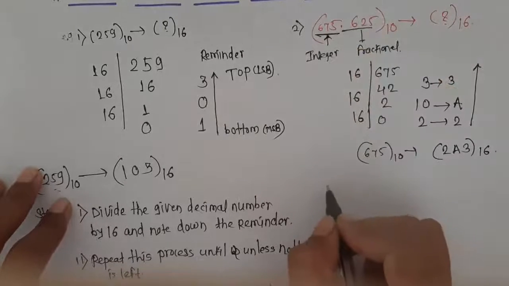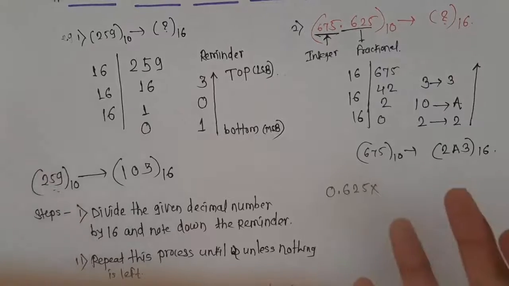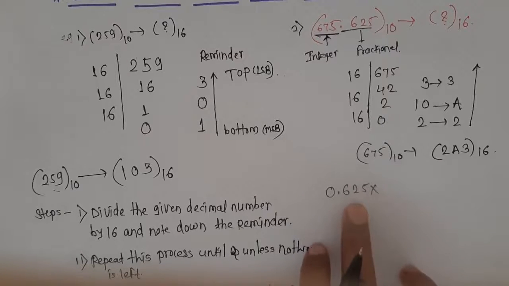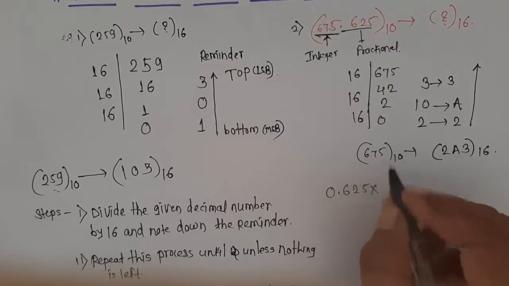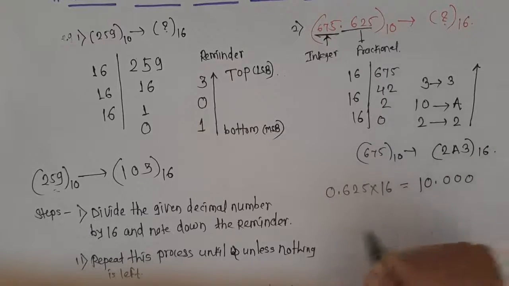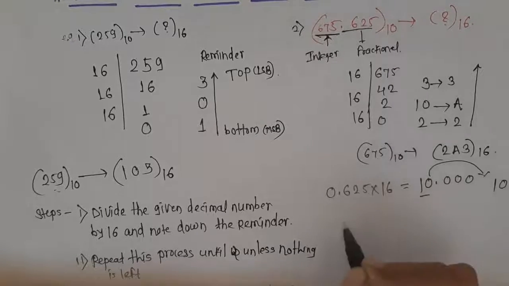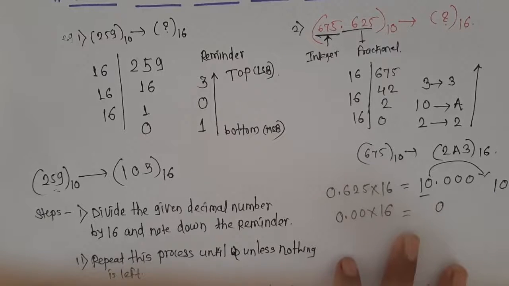Now take the fractional part, that is 0.625. We have seen that in the fractional part, instead of dividing, we multiply by 16. So 0.625 multiplied by 16, what will we get? That is 10.000. So here the carry is 10. We write it to the right side and take the next fractional part, which is 0.0. After multiplying we get 0, so the process stops here.